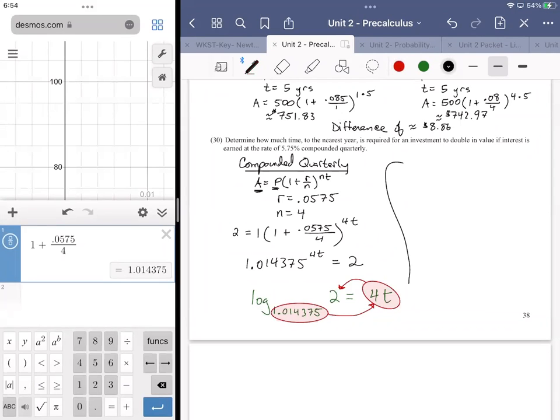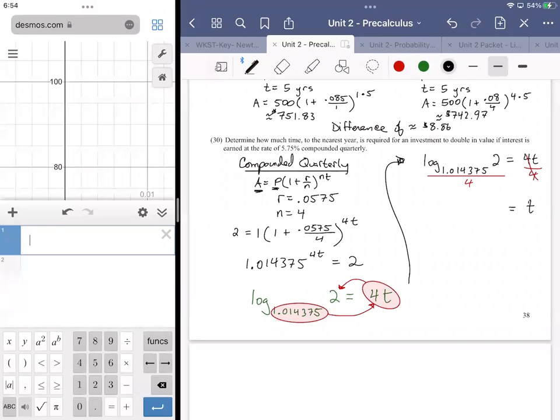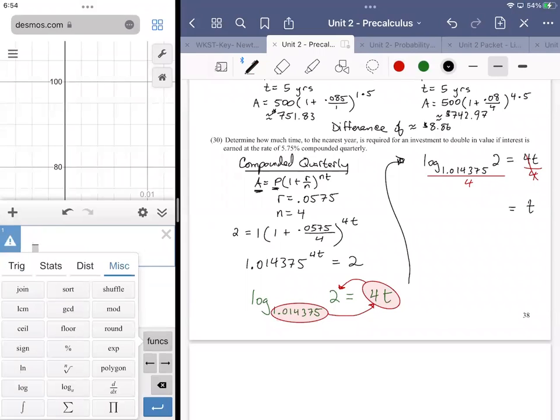I'm going to rewrite just because it was getting a little cluttered. Log base 1.014375 of 2 is equal to 4t. I'm going to divide both sides by 4. And then just pop it into Desmos. All right, so a little fraction, function, miscellaneous.